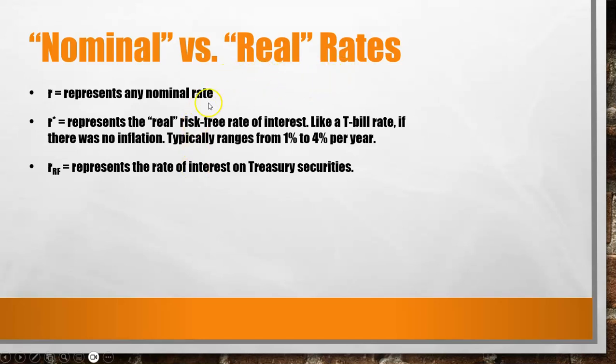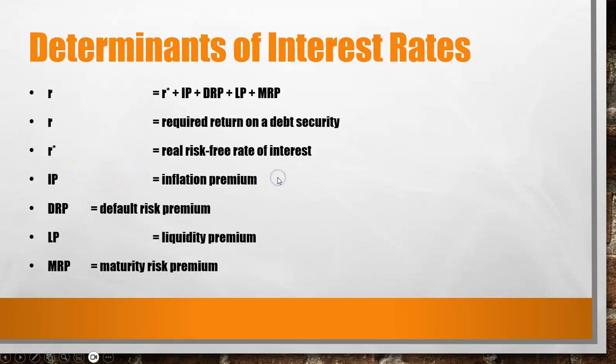Nominal versus real rates. R equals nominal rate. R star represents the real risk-free rate of interest, like a T-bill, if there is no inflation. So a T-bill will usually be between 1 to 4%. So if there's no inflation, you could expect at the safest investment rate to earn 1 to 4%. And then R sub RF represents the rate of interest on treasury securities.